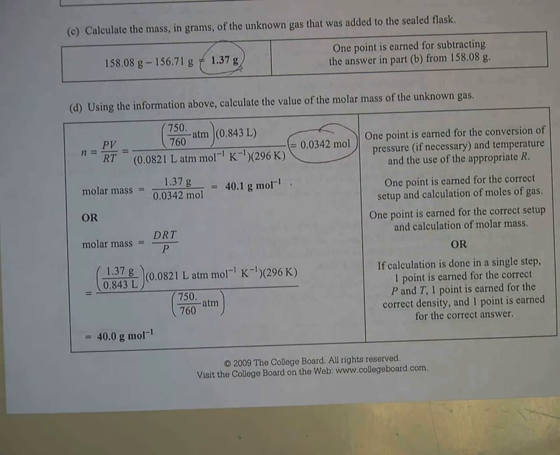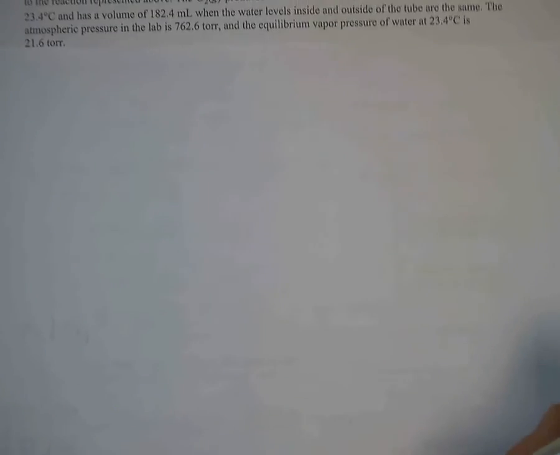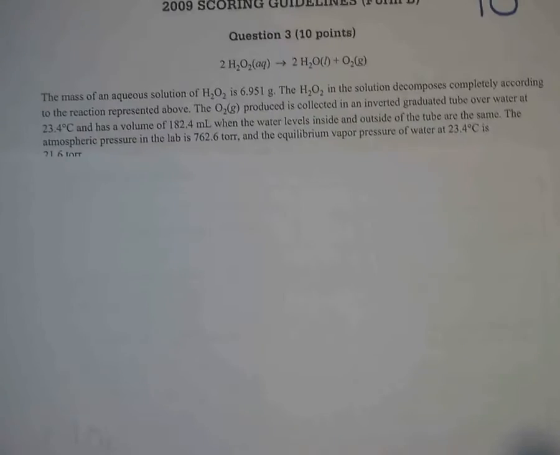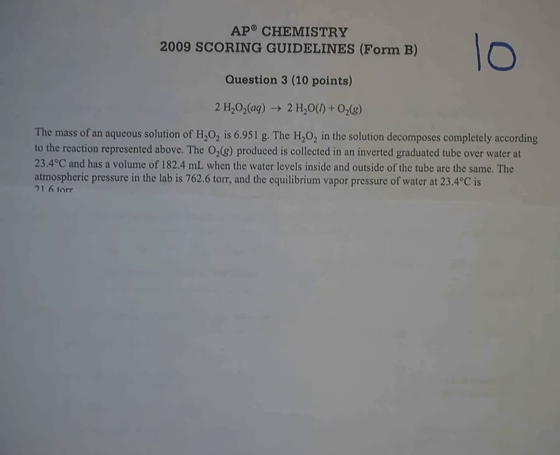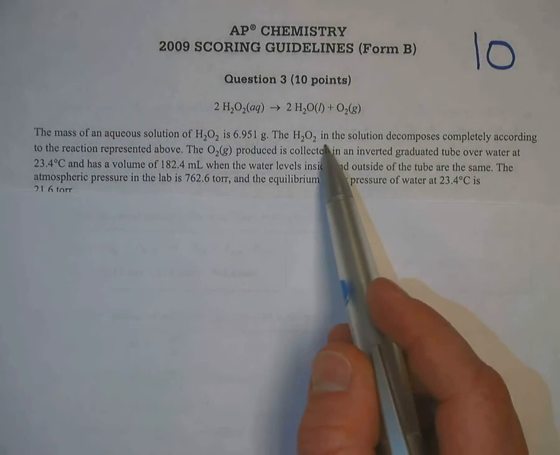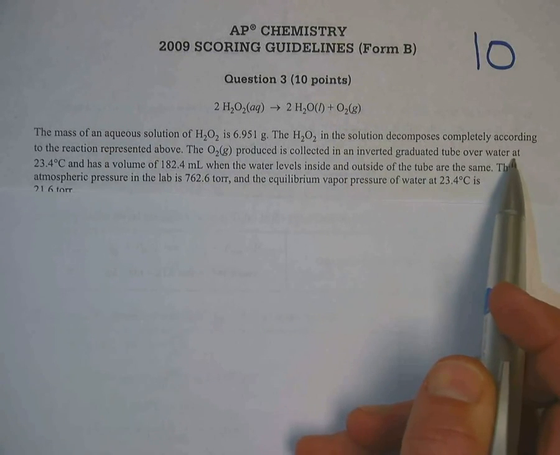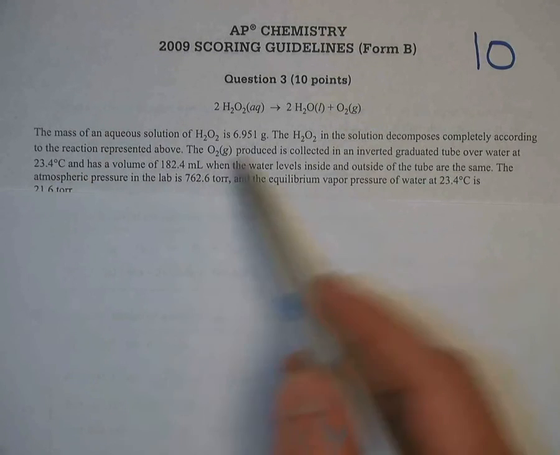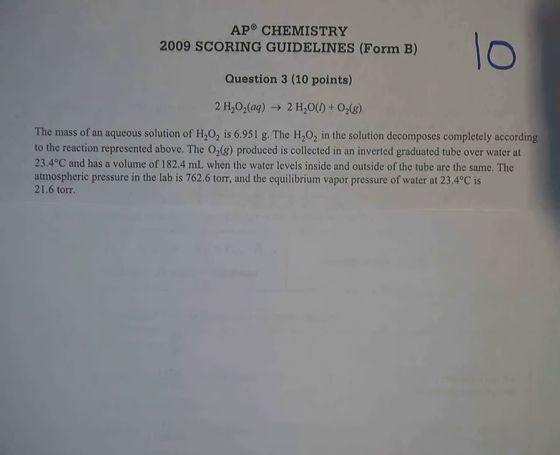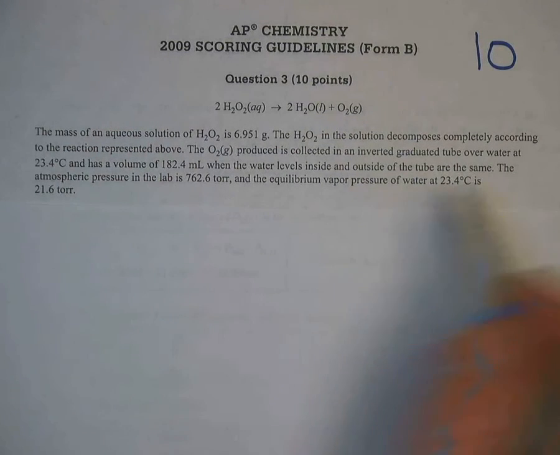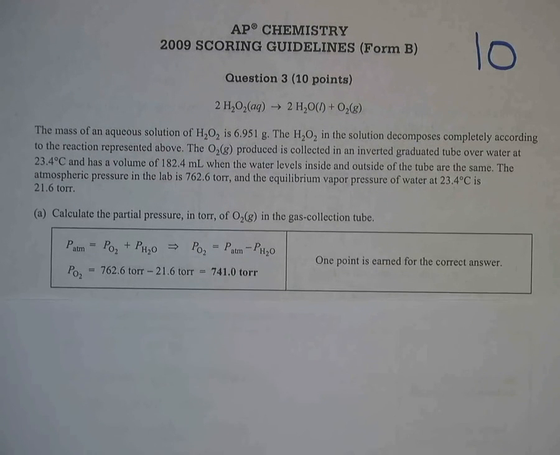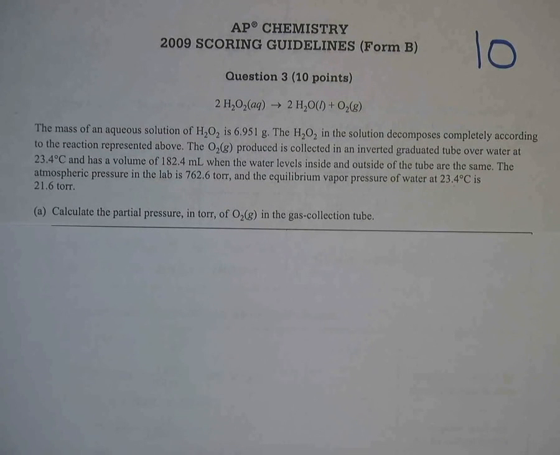Let's look at another one that was similar to that. This one occurred in 2009 as well, but it was on the Form B exam. H2O2 decomposes. O2 produced was collected in an inverted graduated tube over water at 24 degrees Celsius when the water levels inside and outside the tube are the same. The atmospheric pressure in the lab was given, and the equilibrium vapor pressure of water at 23.4 Celsius is 21.6 torr. First of all, calculate the pressure in torr of oxygen inside the gas collection tube.